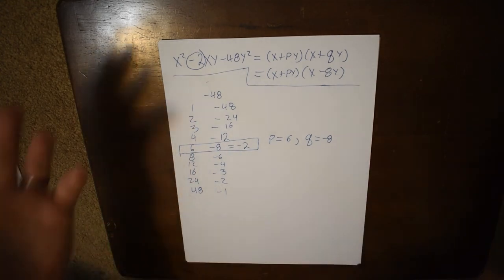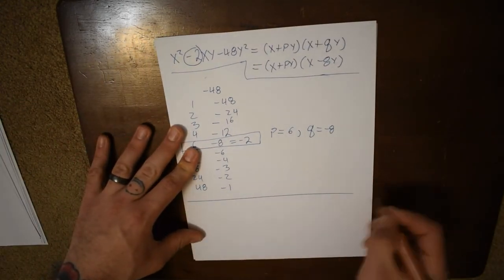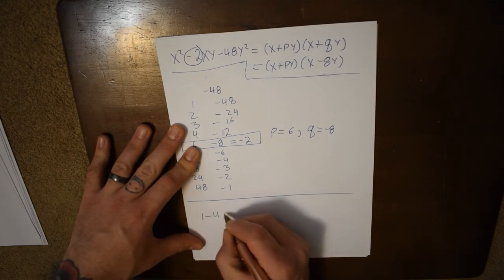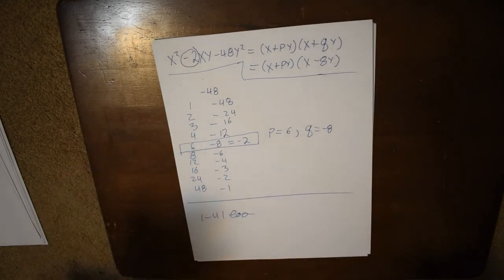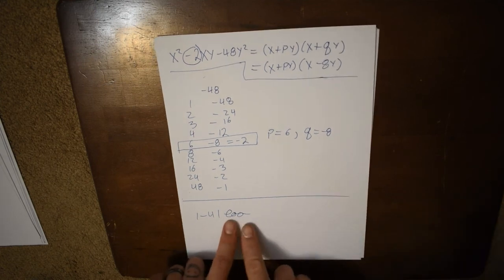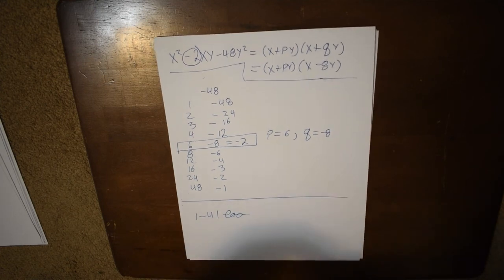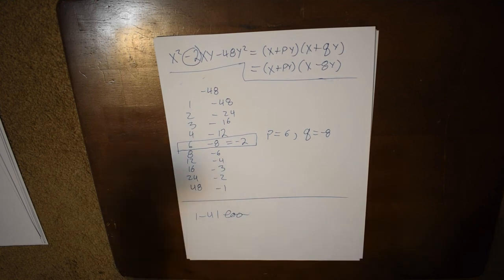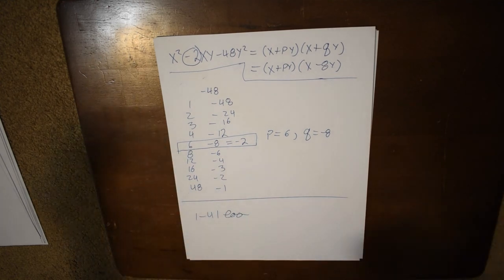Factoring, so that's it for this lesson. Go off and do 1 through 41, every other odd. I gave you every other odd so you can easily do more odd ones if you want.